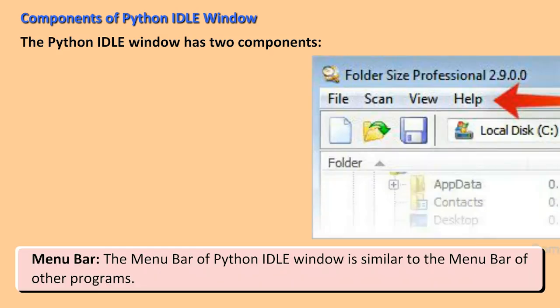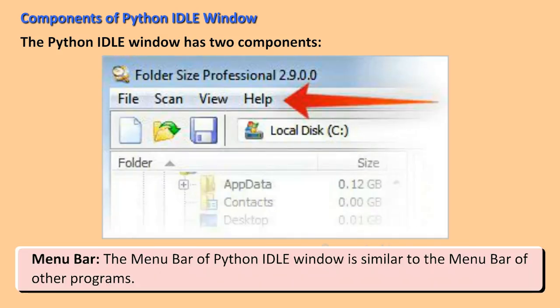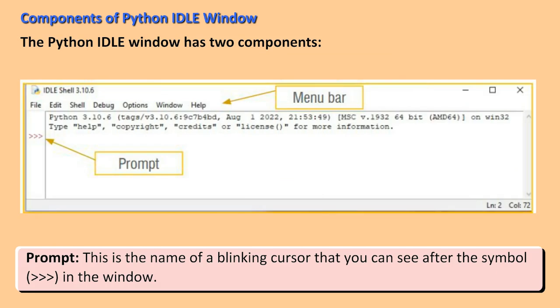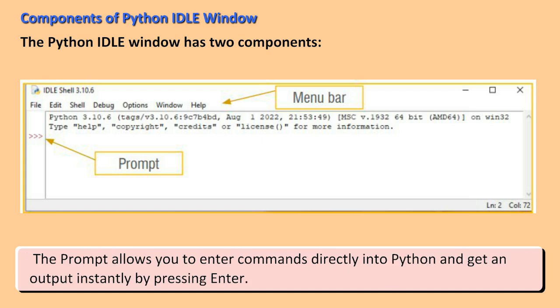Components of Python IDLE window. The Python IDLE window has two components. Menu bar. The menu bar of Python IDLE window is similar to the menu bar of other programs. It displays different menus such as File, Edit, Shell, Debug and Options. Prompt. This is the name of a blinking cursor that you can see after the >>> symbol in the window. The prompt allows you to enter commands directly into Python and get an output instantly by pressing enter.